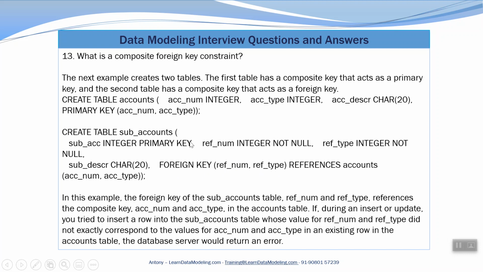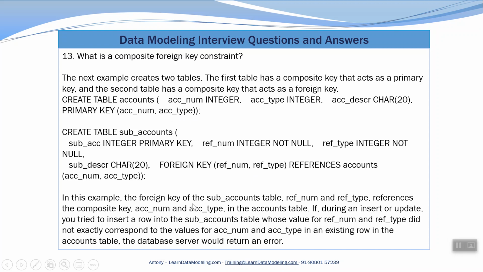What does it mean here? This ref_type and ref_num reference the accounts table. You can see this accounts table here, acc_num and acc_type, this column and this column. What it says here, whenever values are entered in this sub accounts table, always these two values, ref_num and ref_type, must be present in the parent table, acc_num and acc_type. If a value is not present, then ultimately an error will happen.